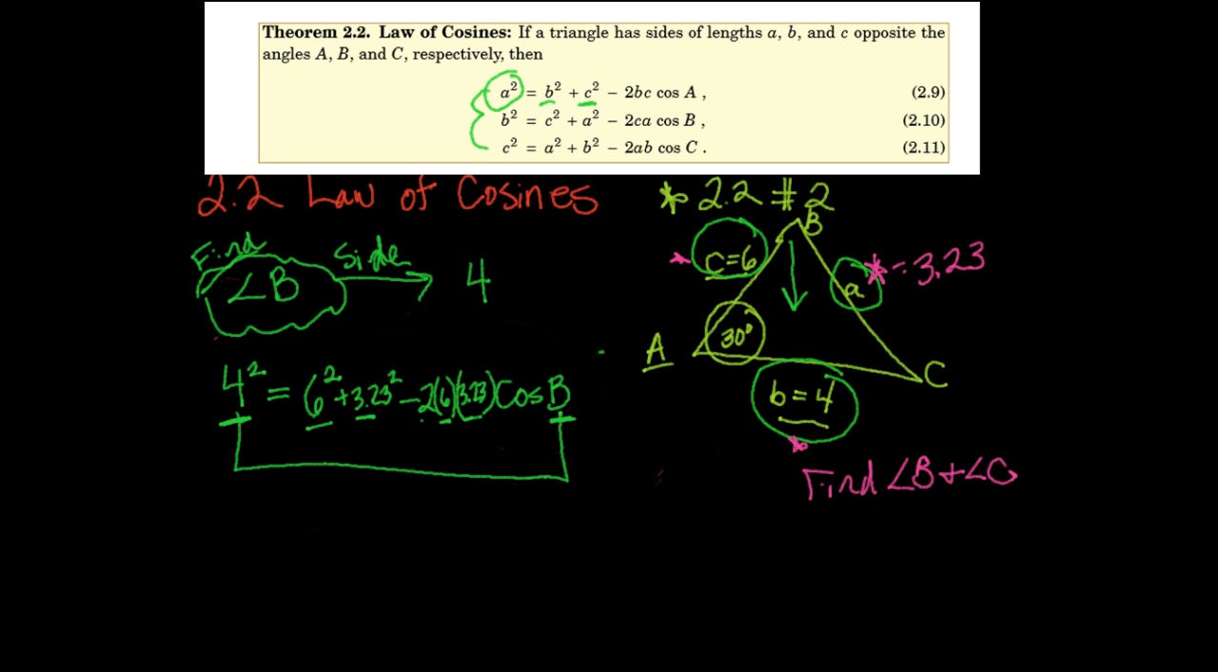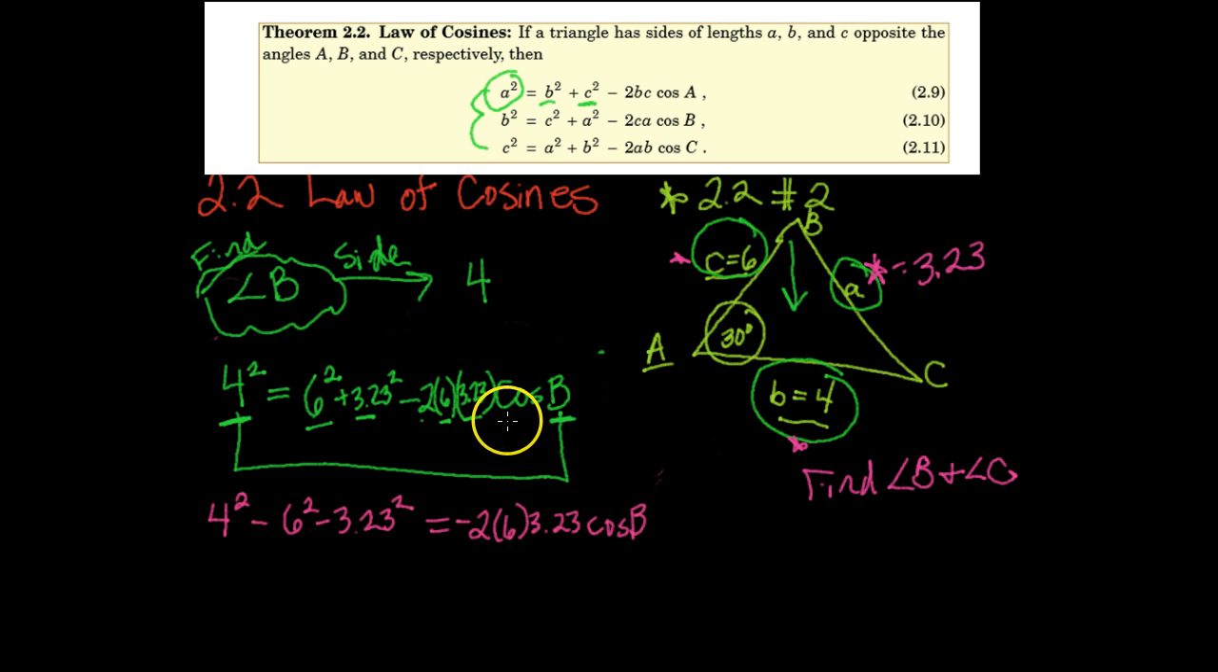I like that. The hardest part might be doing the algebra, so maybe that's why they decided to keep it in terms of A, B, and C when they solved for it, but I don't think that's the end of the world. So you have the 4 squared. I'm trying to isolate the cosine B. So 4 squared minus 6 squared minus 3.23 squared equals negative 2 times 6 times 3.23 cosine B. Do you see how I'm lazy and I don't bother to simplify until the very end? I think it's kind of nice.